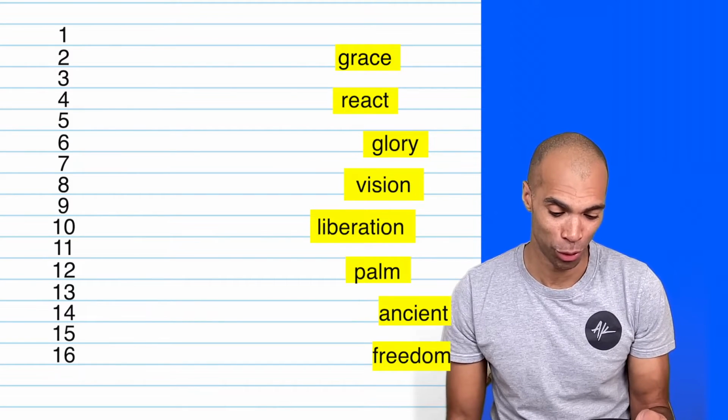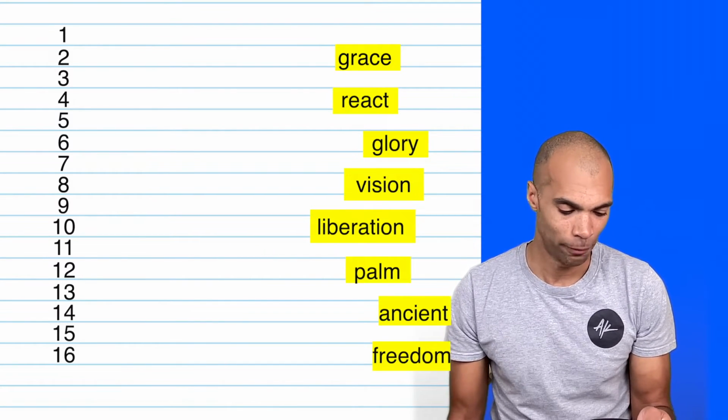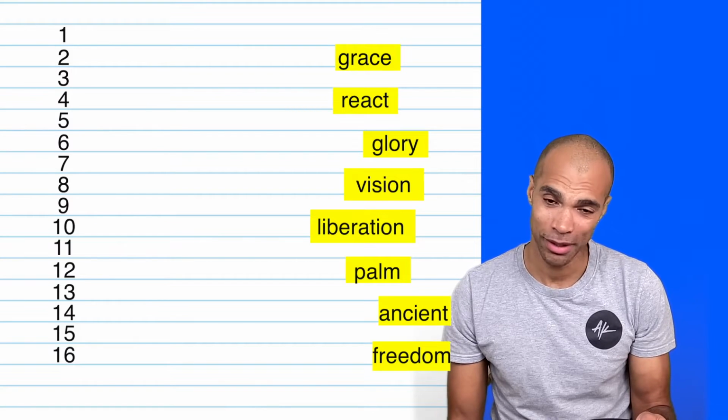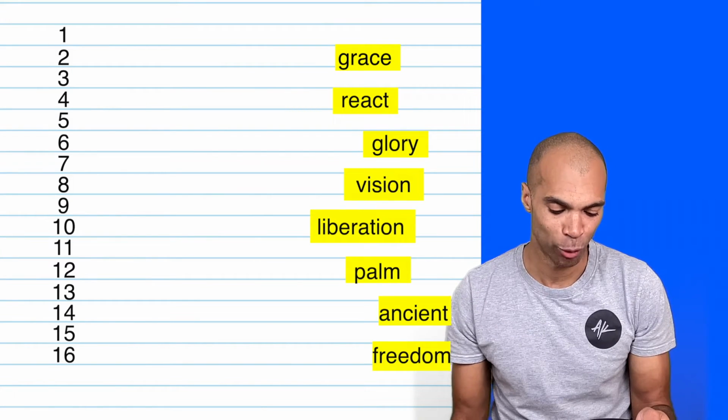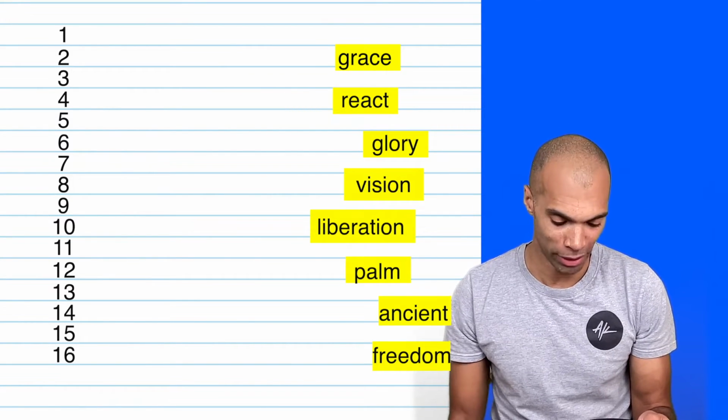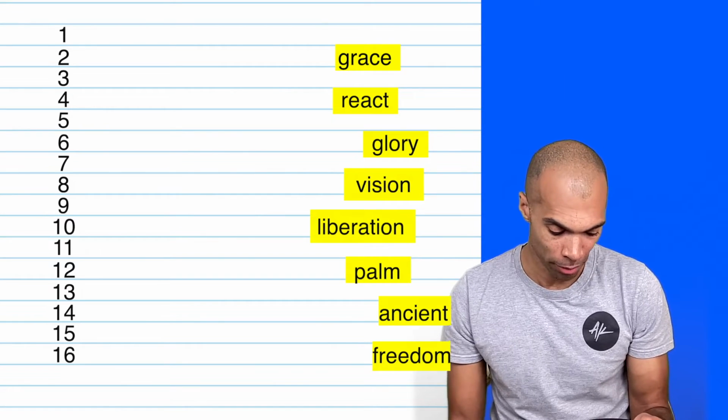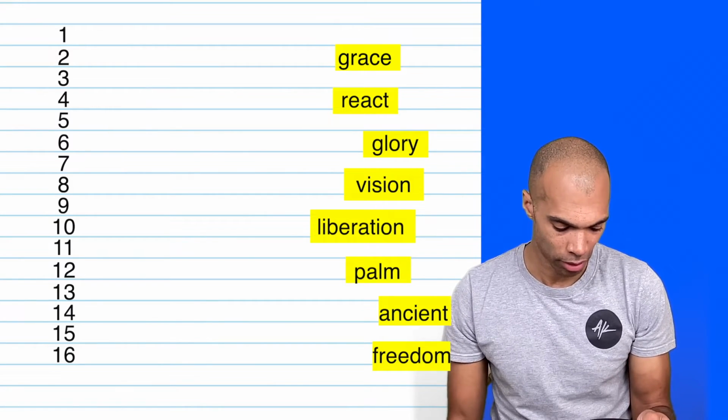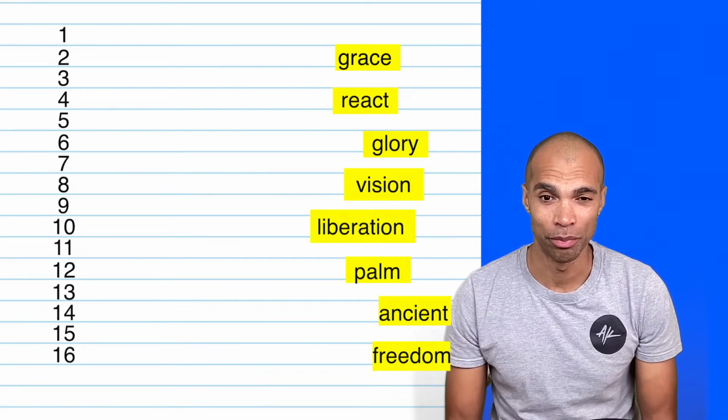At the end of line 2, I have grace. 4, I have react. 6, glory. 8, vision. 10, liberation. 12, palm. 14, ancient. And 16, freedom.